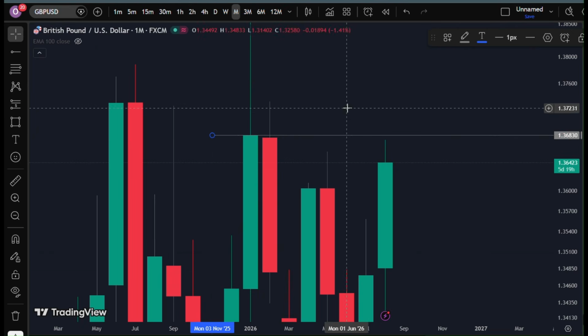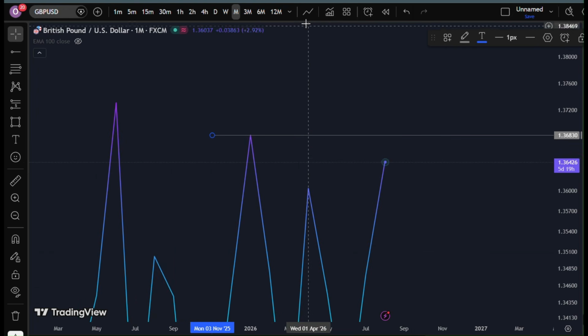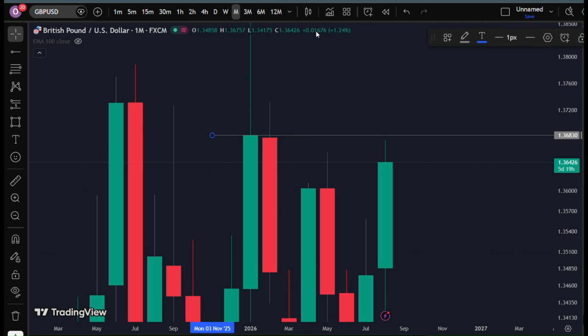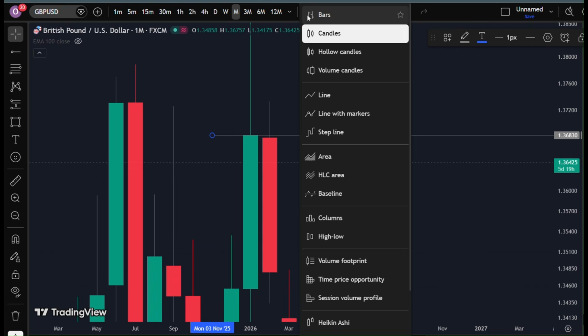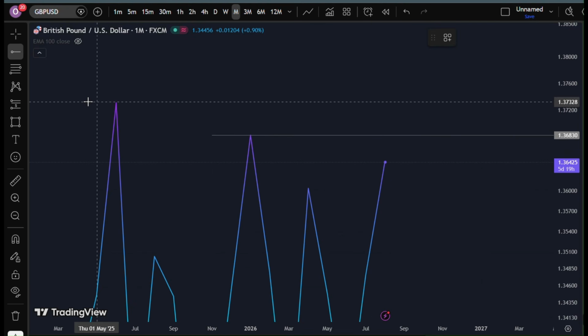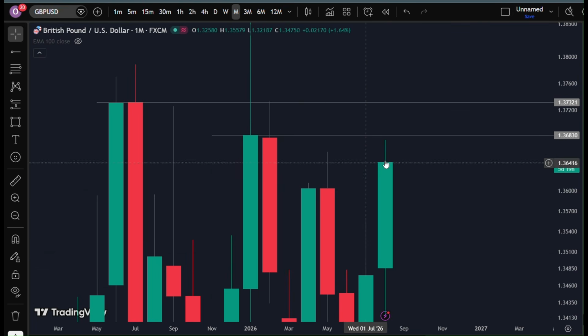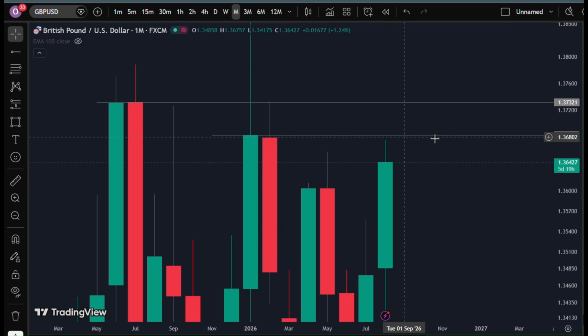If you come here, we have the monthly support over here. But this is a high volatile area, so the market may try to come to this level. We also have another level here that the market can come to, this level over here. So these are the two levels the market will try to attack, 1.3683.